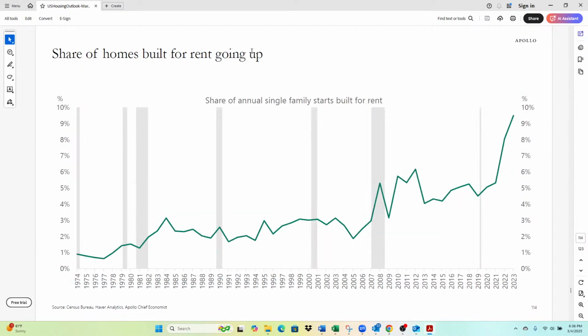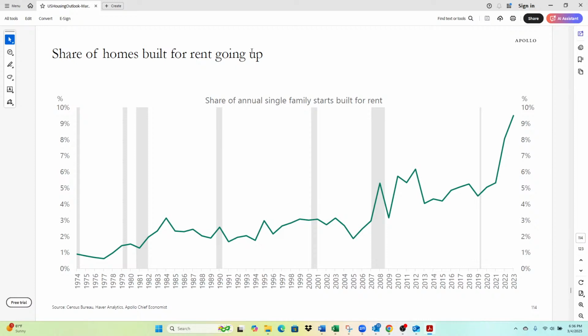The share of homes built for rent going up. This is one of the most fascinating charts. That is the share of new homes that are being built to go straight to rent is approaching 10%. You can see how this is not a historic norm. This is a new phenomenon. And it's also one of the reasons why people aren't moving as often.